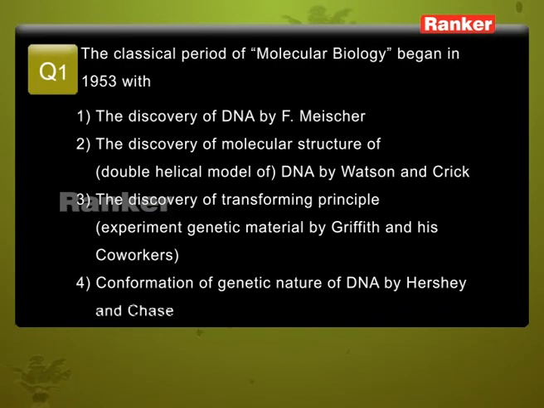Question number 1. The classical period of molecular biology began in 1953 with: option 1, the discovery of DNA by Frederick Miescher; 2, the discovery of the molecular structure of DNA, that is the double helical model of DNA by Watson and Crick; 3, the discovery of the transforming principle, that is the experiment on genetic material by Griffith and his co-workers; 4, confirmation of the genetic nature of DNA by Hershey and Chase.